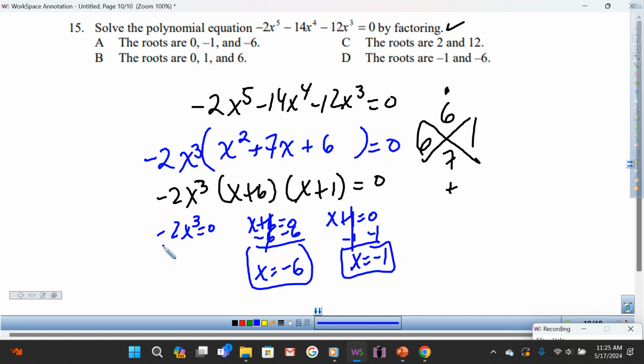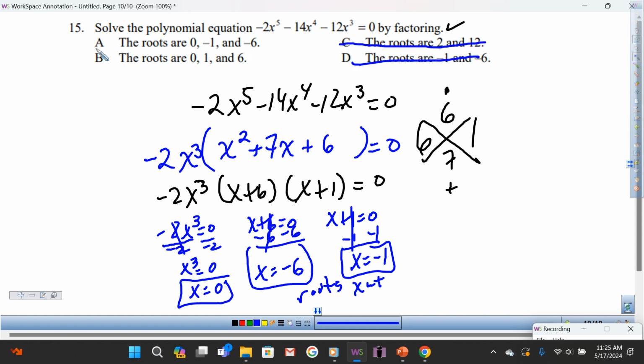Divide by negative 2. X cubed equals 0. Divide by negative 2 is still 0. That means x equals 0, because there's 0 cubed. So look at the answers. These are our roots, x-intercepts, and so on and so forth. So let's see. These only have 2, so it's not C or D. Correct answer is A.